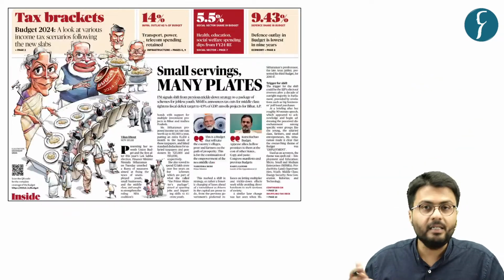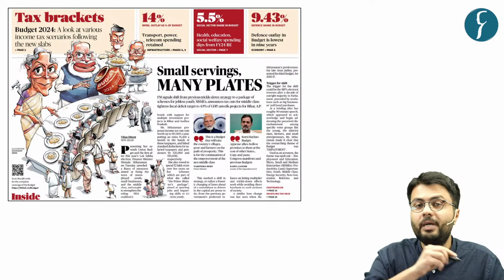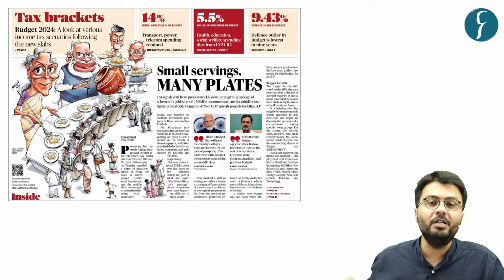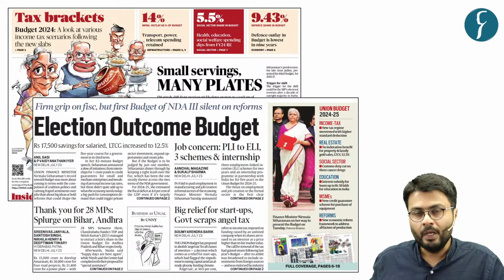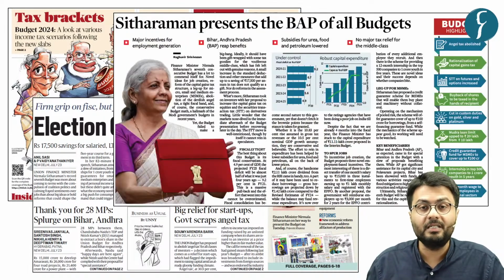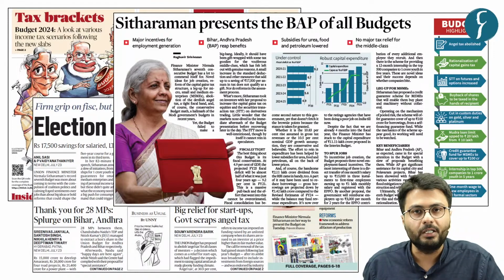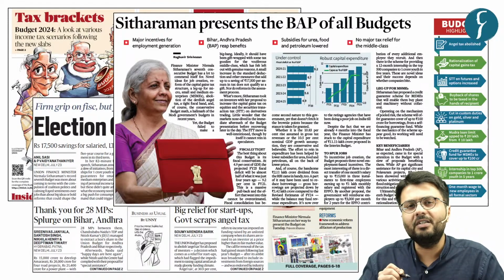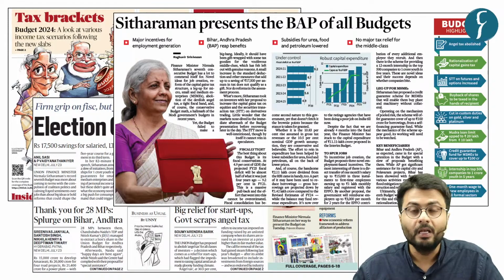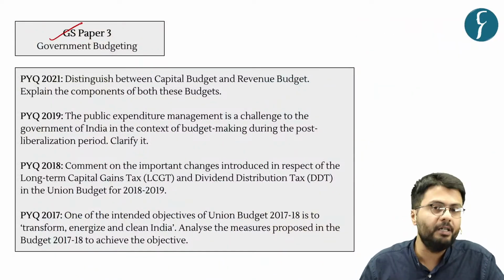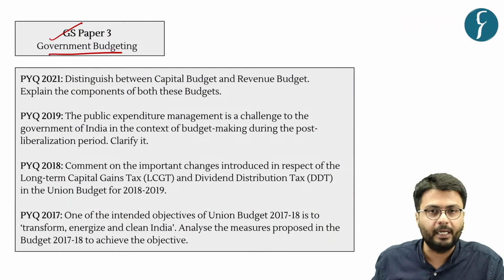Hence, let us start our discussion today, because as you can understand, all these 3 newspapers, that is The Hindu, Indian Express as well as the Business Line, were filled with articles related to the Union Budget. And why are we discussing this in the Daily News Simplified? This is because the GS Paper 3 syllabus highlights government budgeting.